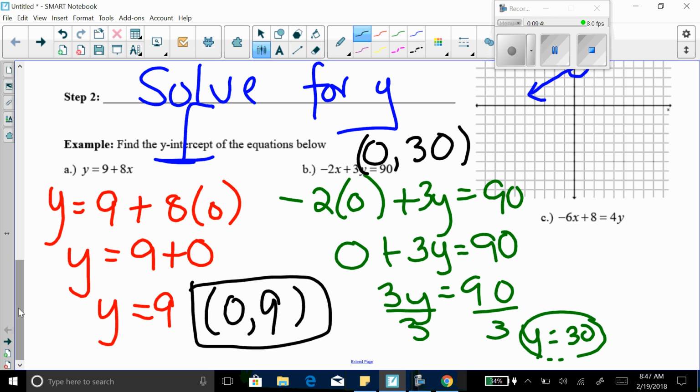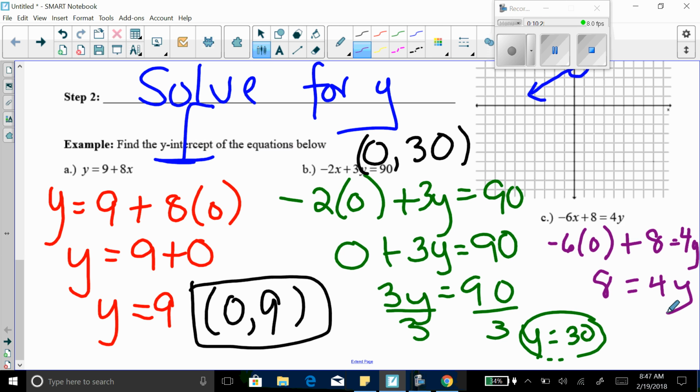Okay, at this point, you guys should have turned off your video and tried C on your own. So let's check your answers with mine. It says to solve the y-intercept. So we're putting 0 in for x, and we're solving for y. Well, negative 6 times 0 is 0, so we don't really have to write it. So we get 8 equals 4y.